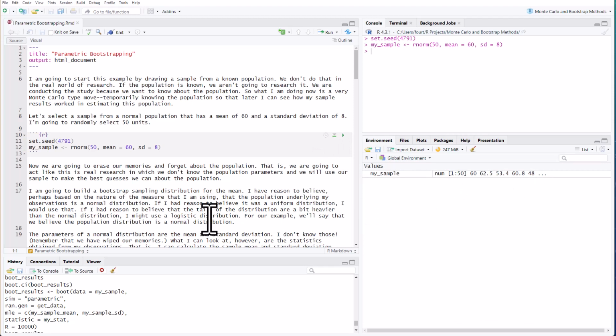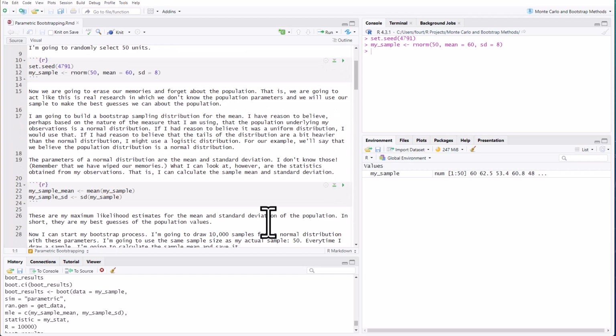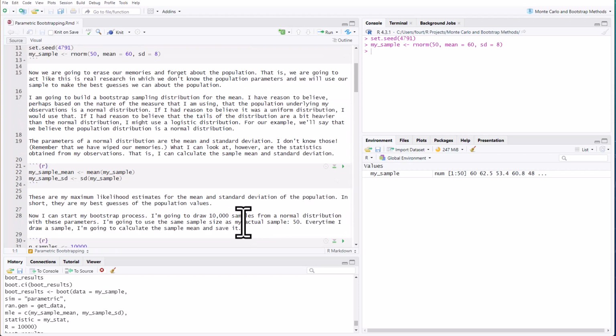Now we're going to erase our memories and forget about the population, at least until the very end. That is, we're going to act like this is real research. We don't know the population parameters, and we're going to use our sample to make the best guess that we can about the population. I'm going to build a bootstrap sampling distribution for the mean.